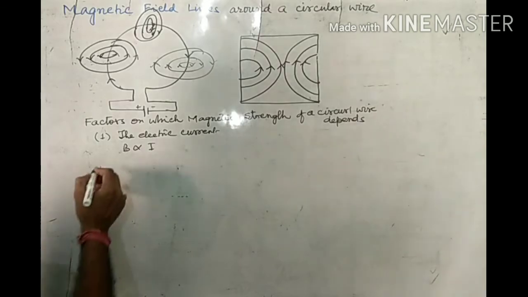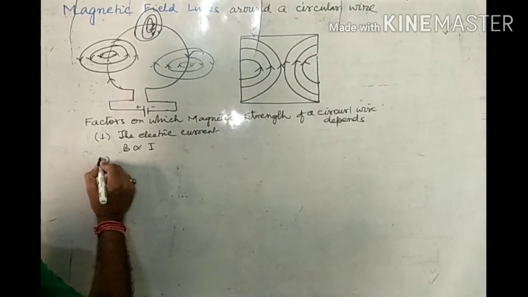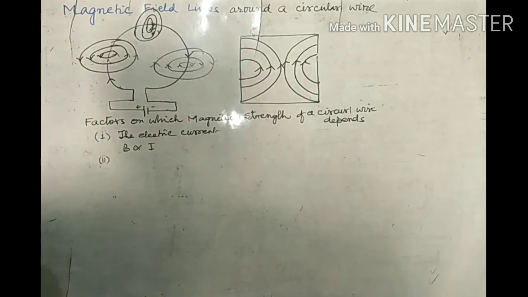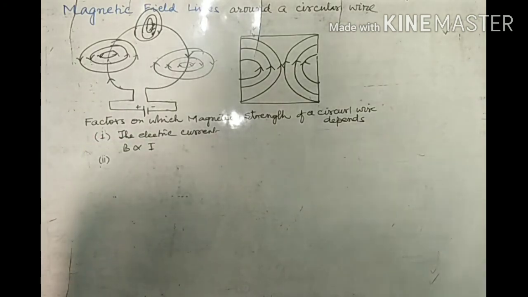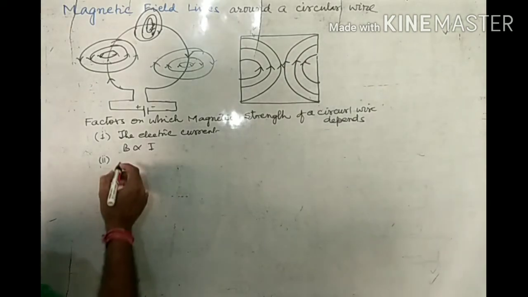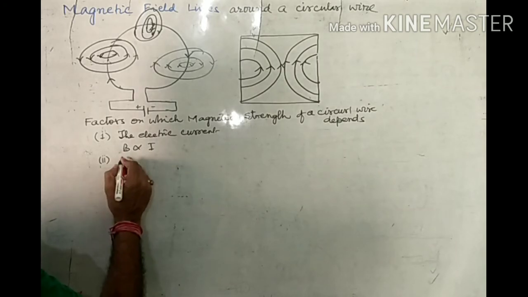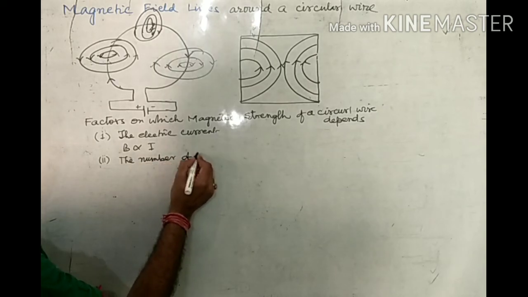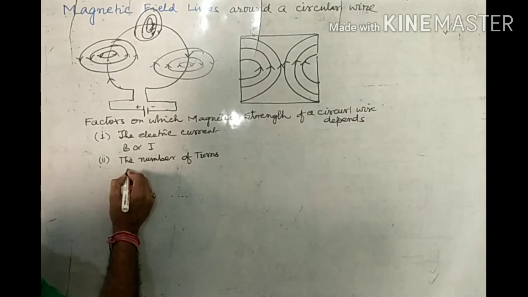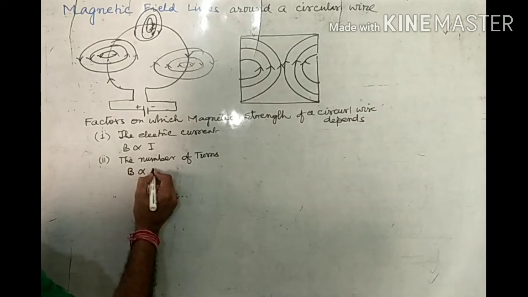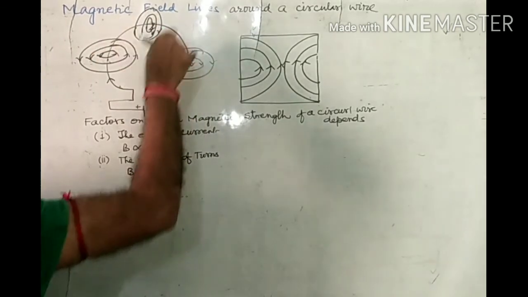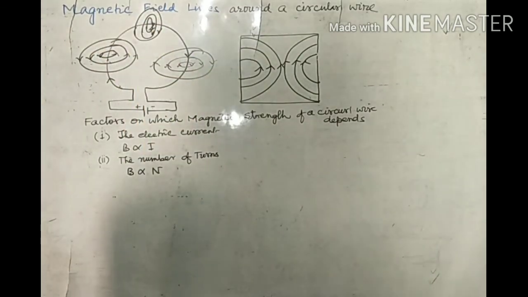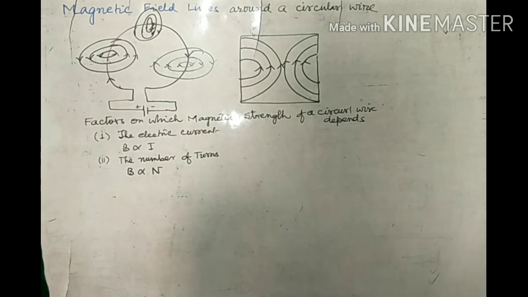The second factor on which the magnetic strength around a circular wire in which current is flowing depends is the number of turns. That means B is directly proportional to N, the number of turns. If the number of turns is increased twice, magnetic strength will be increased twice. That means it is directly proportional.